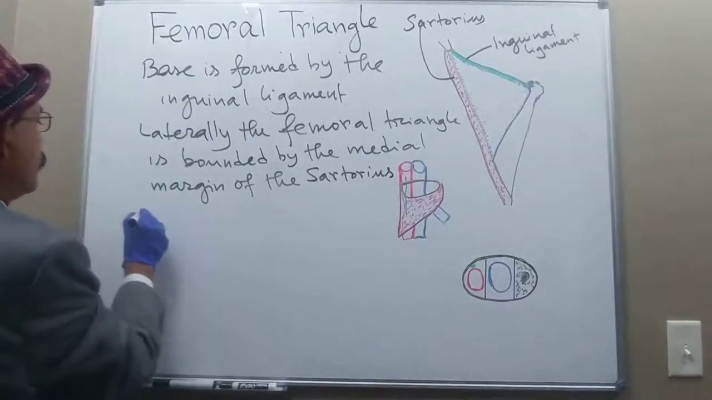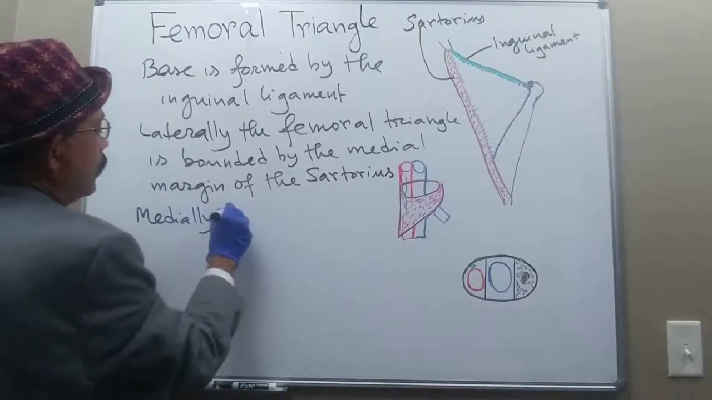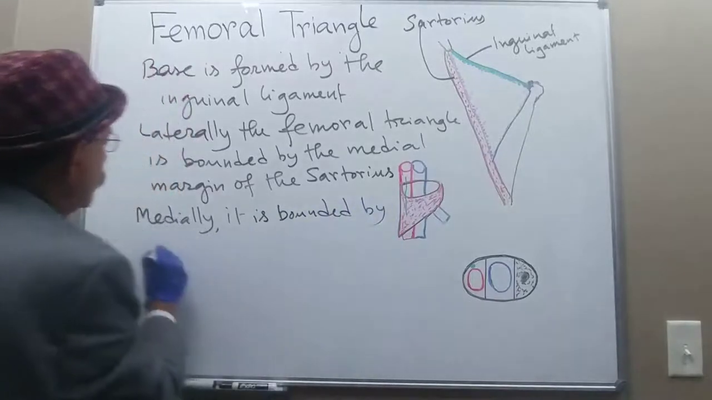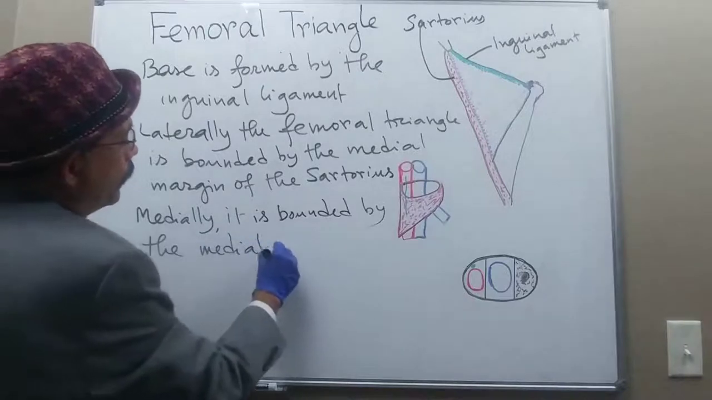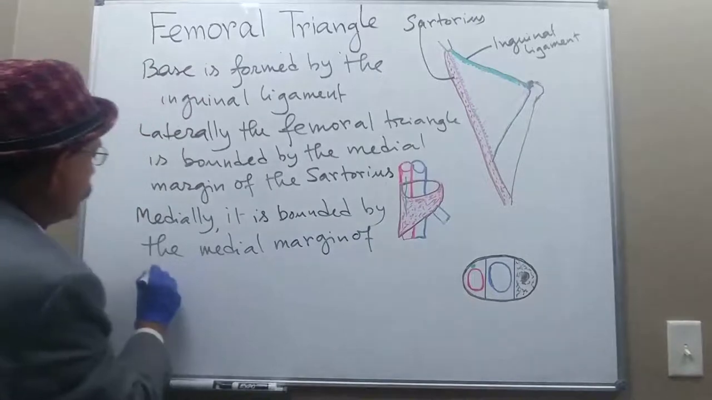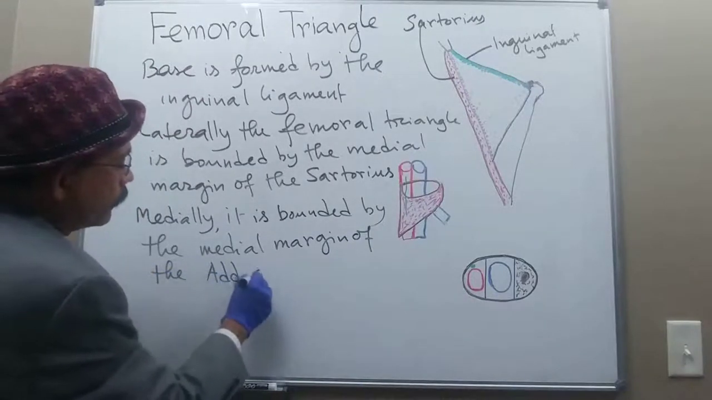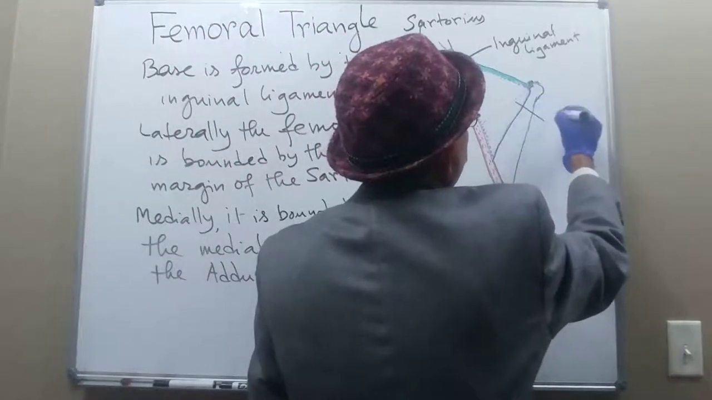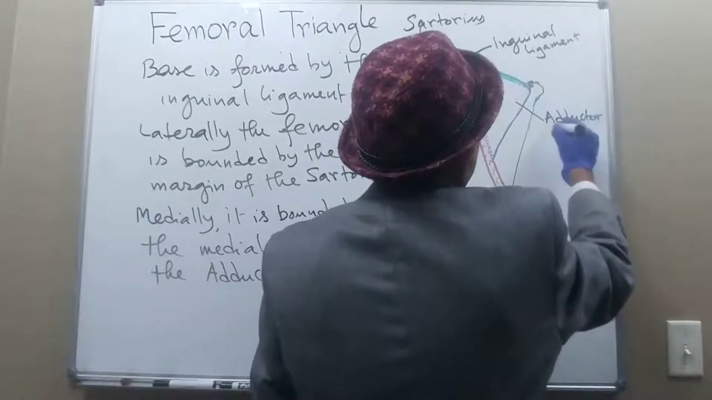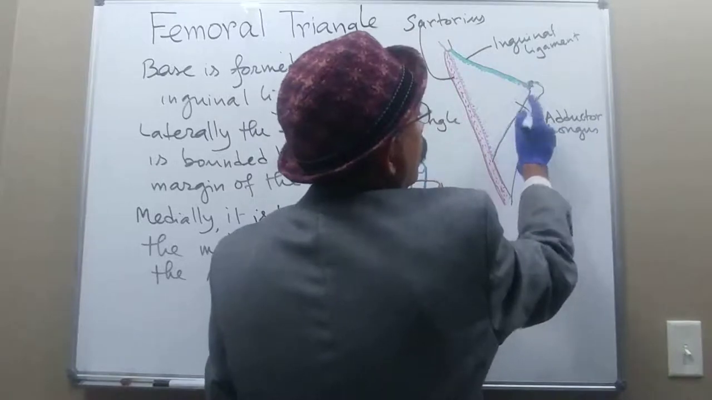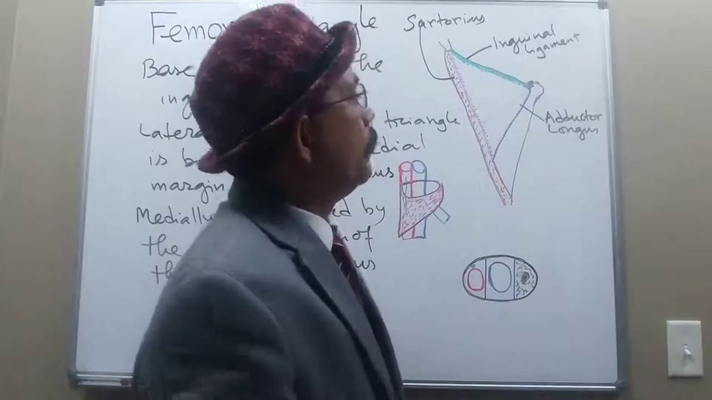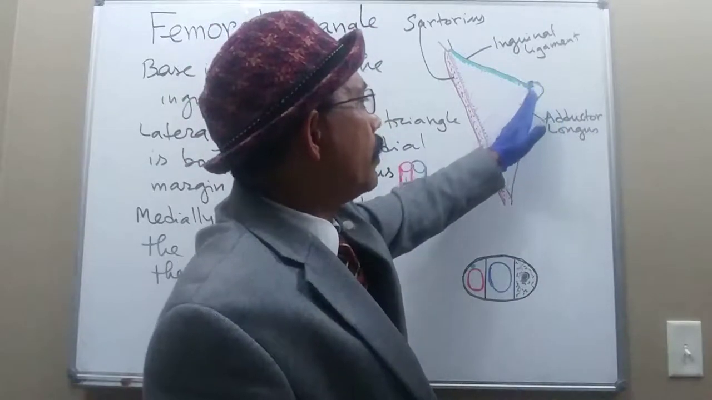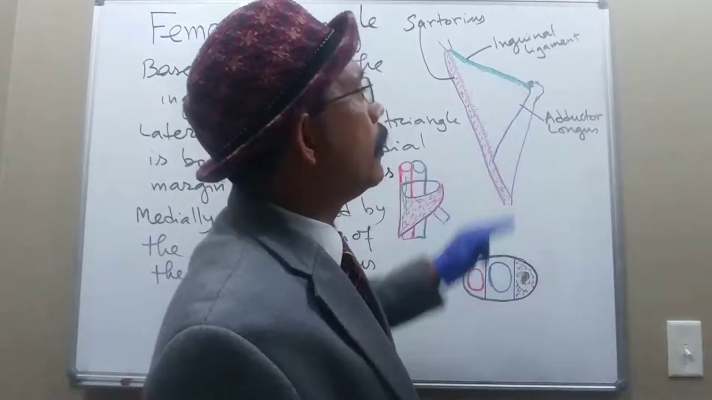How about the medial boundary? Medially, it is bounded by the medial margin of the adductor longus. This is the adductor longus, and this is the medial boundary. So the adductor longus forms the medial boundary. Adductor longus is also a part of the floor of the femoral triangle.